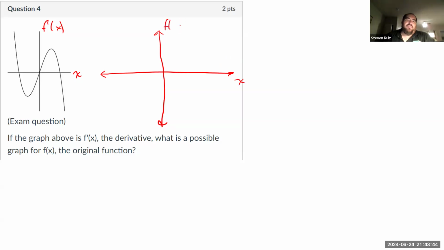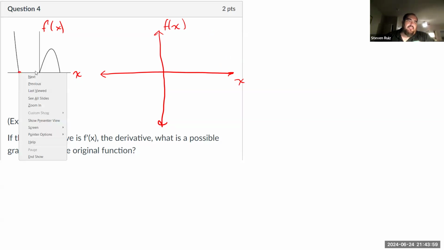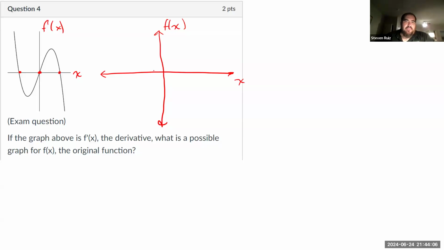I still like to do the same thing. Let's start with where the derivative equals 0. And what does that mean about my function? My derivative equals 0 at three distinct places, right? Let's call these -3, 0, and 3. I feel good about 0. I'm kind of arbitrarily picking 3 and -3 as the values where this happens.